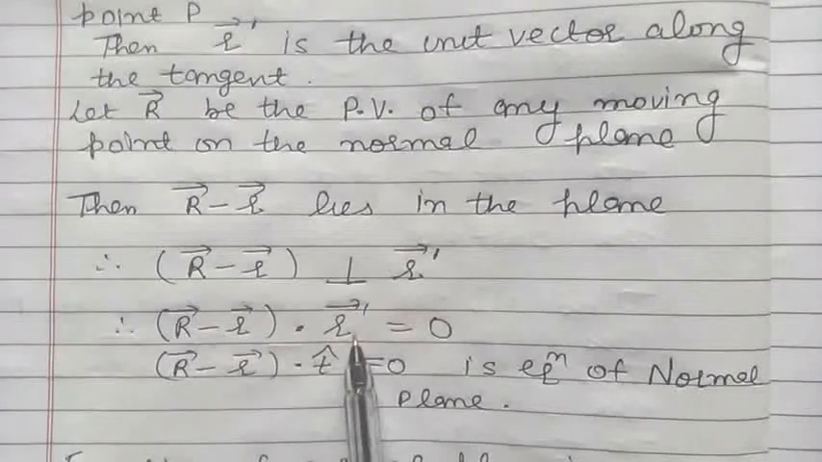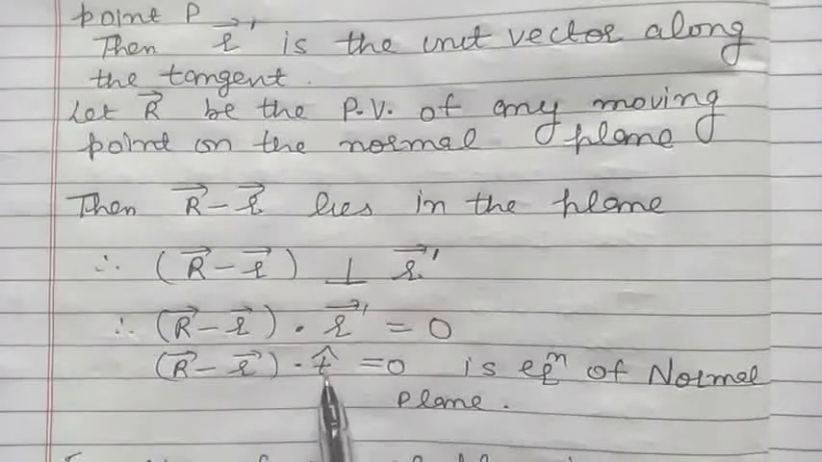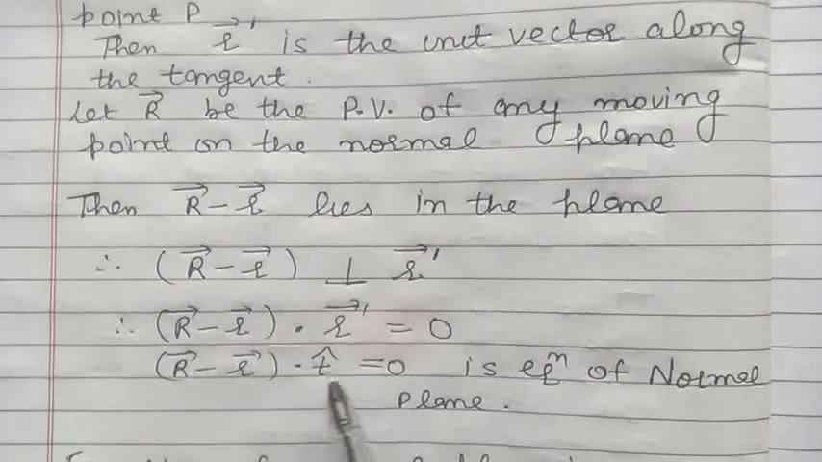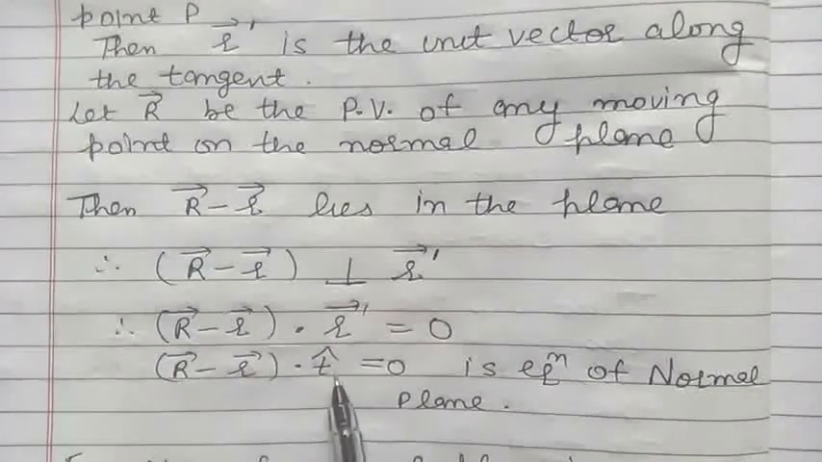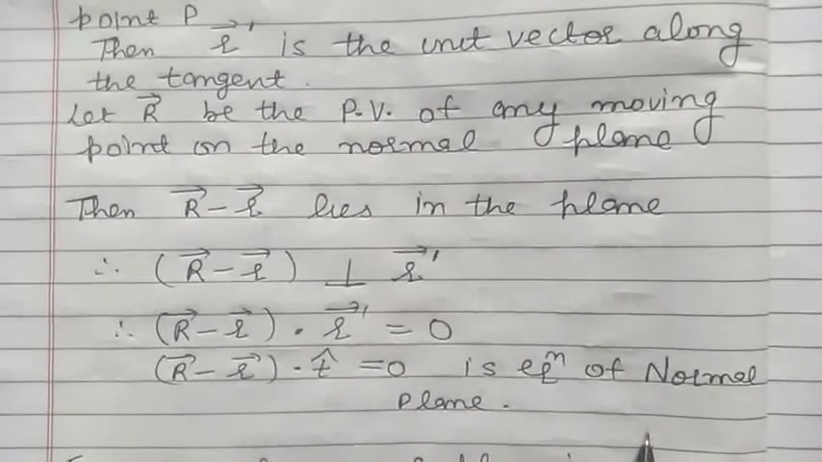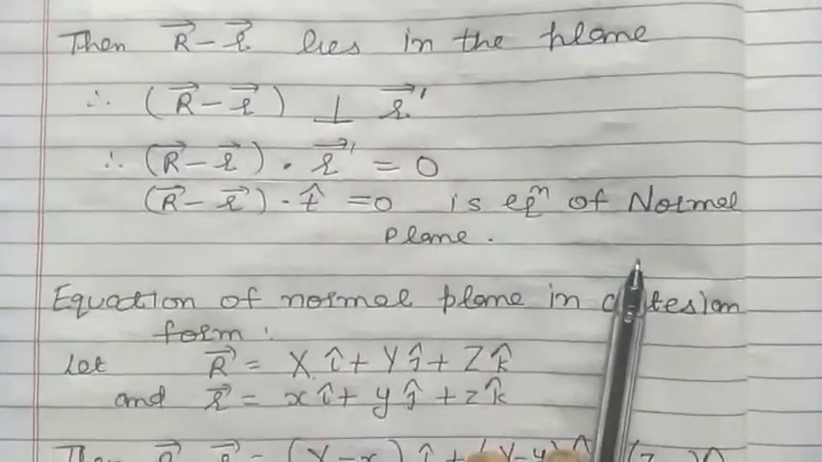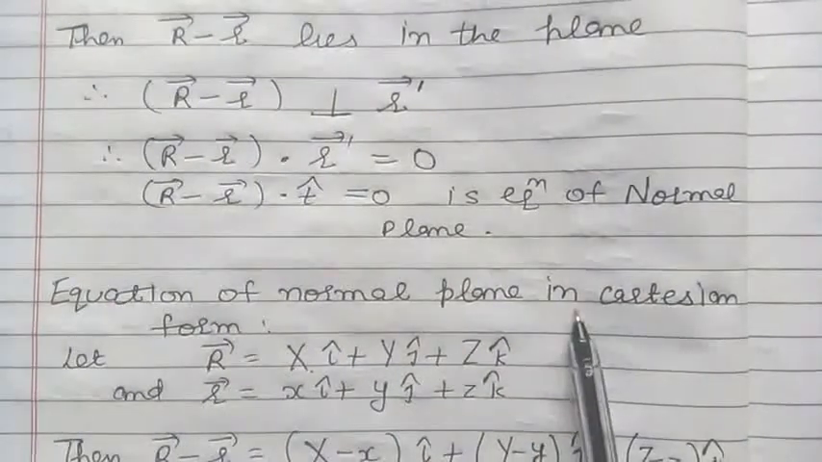Now substituting the value of vector R dash, which denotes the unit tangent vector and is also denoted by the vector t cap, we have obtained the dot product of the vectors (R minus r) and t cap equal to 0. This gives the equation of the normal plane at the point P. We can also find the equation of the normal plane in the Cartesian form.